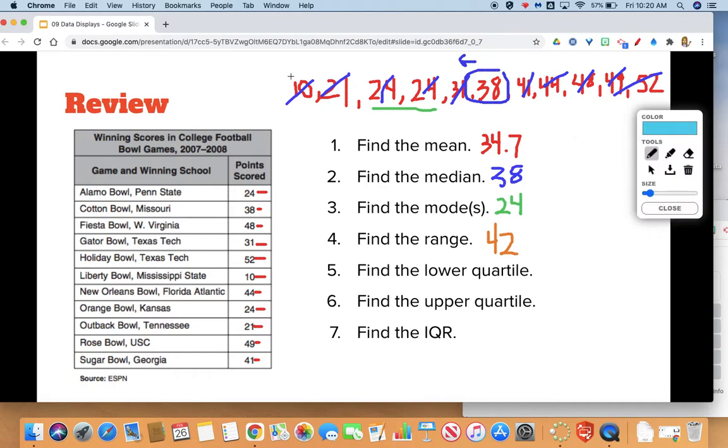I'm going to cross off low, high. Notice I'm not including the median, it's below the median. Low, high. And I come down to one number in the center for the lower quartile, 24.